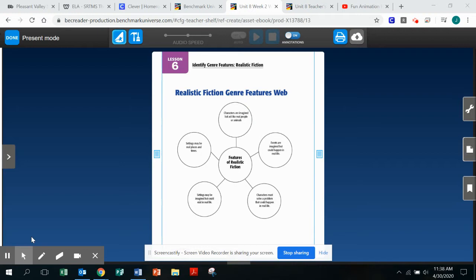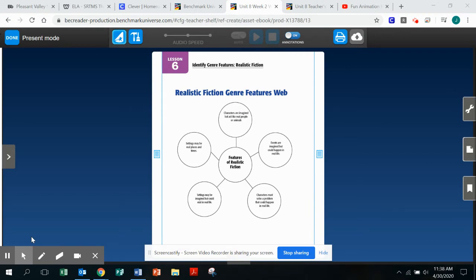We are talking about the genre of realistic fiction today. The story that you read on Monday and Tuesday, Water Sky, is an example of realistic fiction. If you remember, fiction are stories that are not true. They're not real. They have fictional characters, meaning they could be made up. They could be very different, like fairies and wizards, or they could be realistic. And that's what we're talking about today.